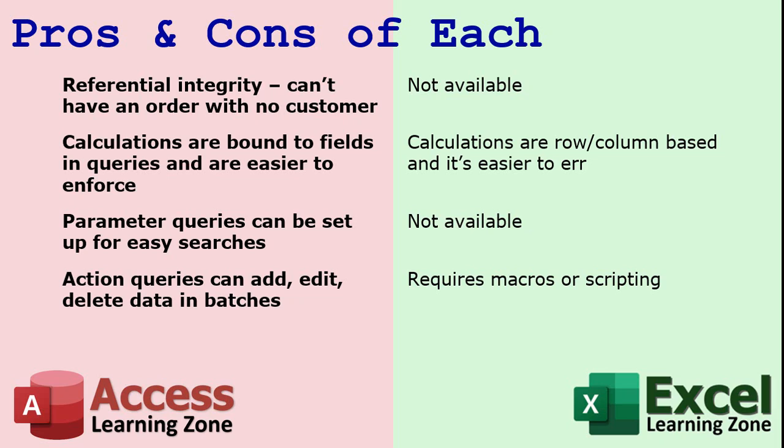A big benefit of Access is action queries. There's update queries, delete queries, append queries that can change data in huge batches when you import new orders or something like that. With Excel, you can do something similar. You can do mass updates and stuff, but it requires either a macro or some scripting or some VB programming.